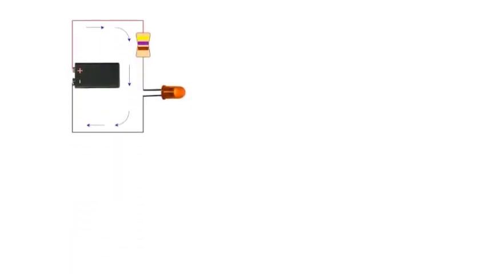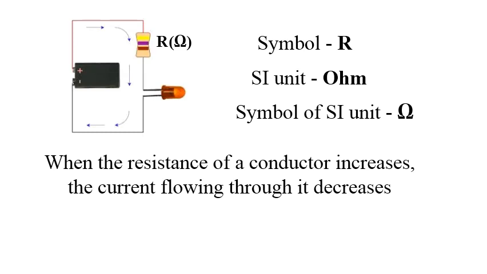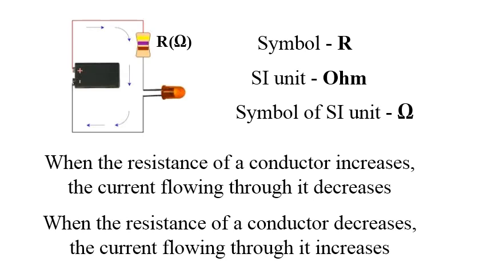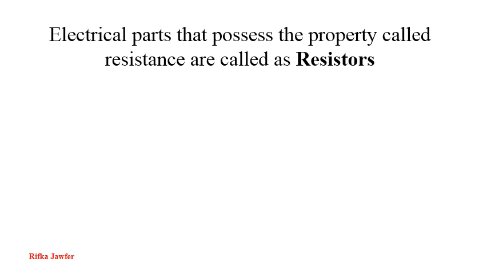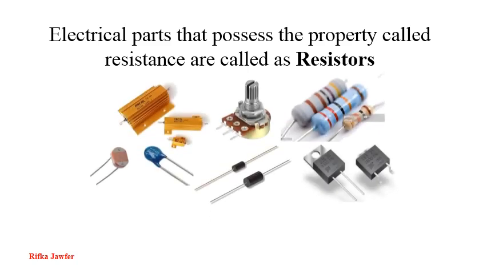The symbol used to denote resistance is capital R. The international unit of measuring resistance is ohm and symbolized by this symbol. When the resistance of a conductor increases, the current flowing through it decreases. And when the resistance of a conductor decreases, the current flowing through it increases. Electrical parts that possess the property called resistance are called as resistors. There are various different types of resistors available. The symbol for denoting resistors are shown here.